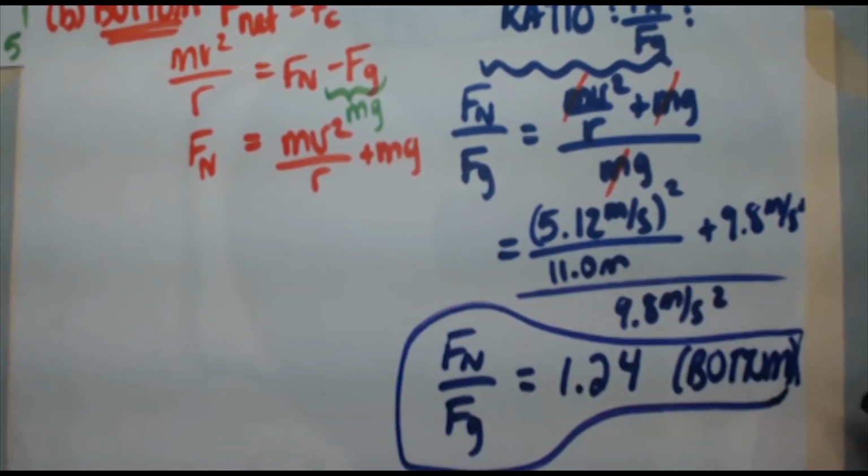So that was a fairly straightforward problem. Essentially what you had to recognize here is that apparent weight is normal force, real weight is your force of gravity.